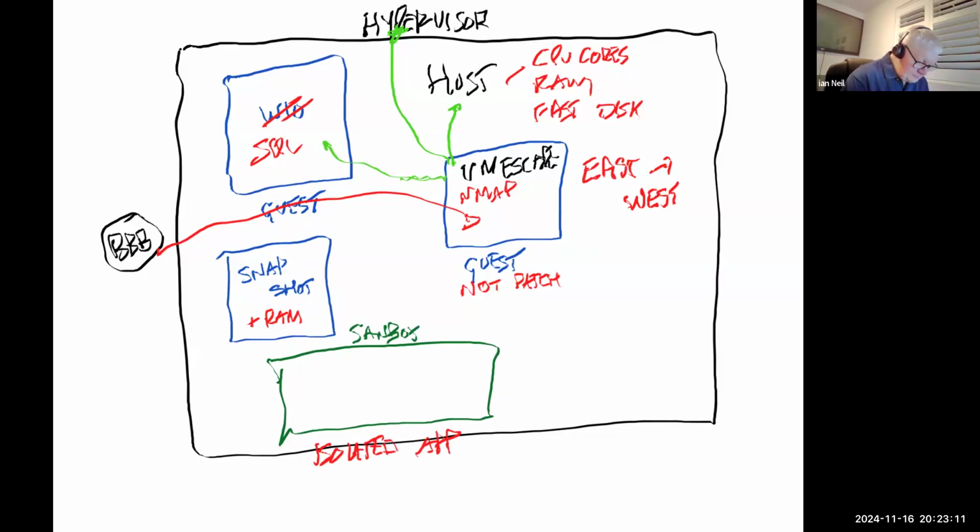Number 1, for testing. Number 2, for patching, because I would rather test all the patches on a non-production virtual machine. And the third one, which is really important, is because we think it's got malware. So if someone's got a USB with malware or they want to test it, they'll use a sandbox.